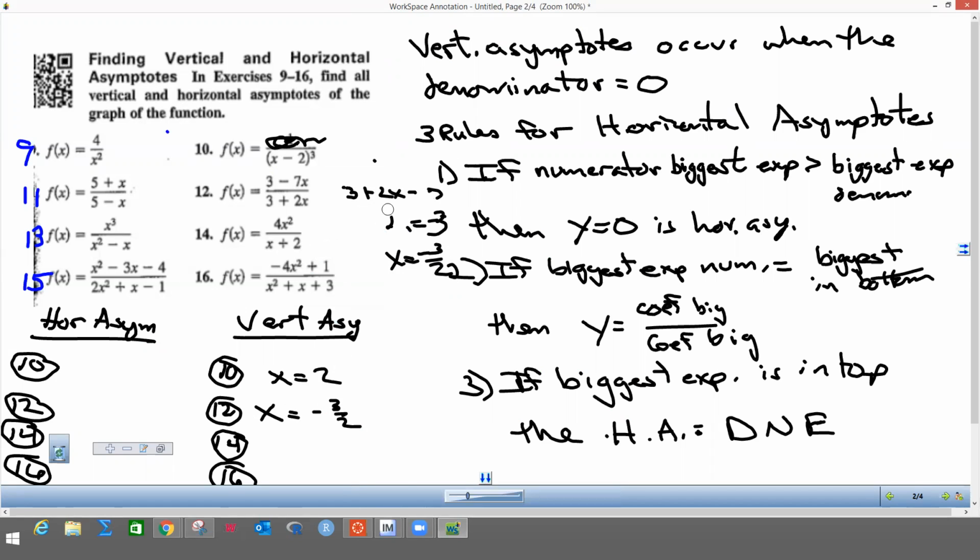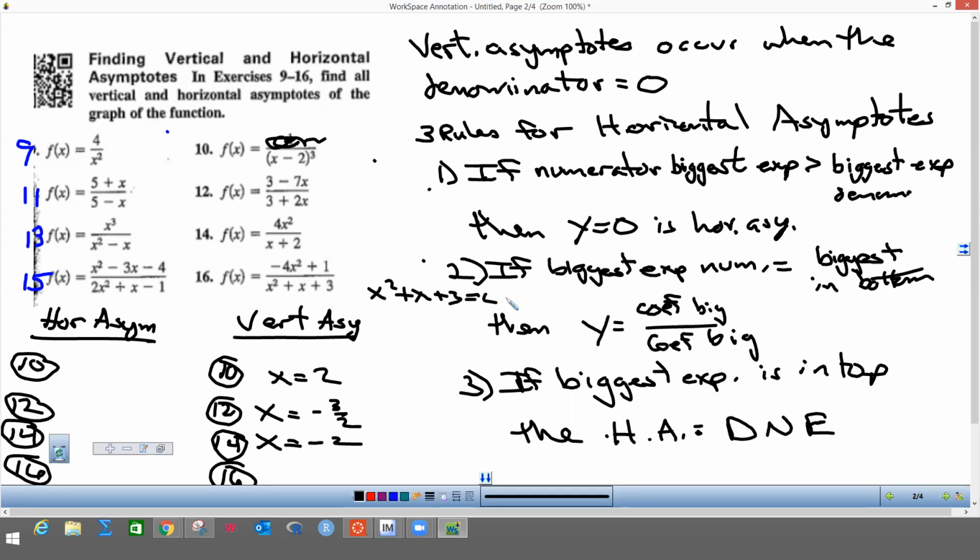This next one, the denominator is x plus 2. So you're going to take x plus 2, set it equal to 0, and you subtract 2. So this vertical asymptote is x equals -2. And then the last one is a quadratic. So we're going to do this quadratic and set this quadratic equal to 0.